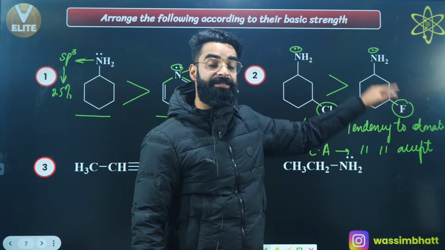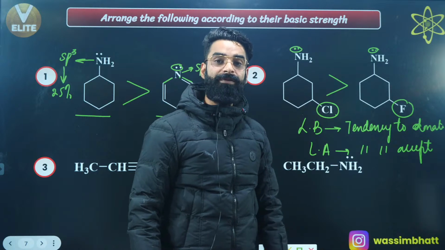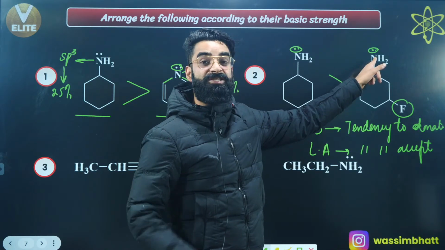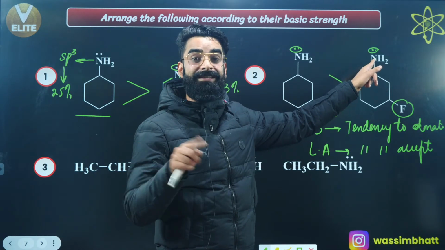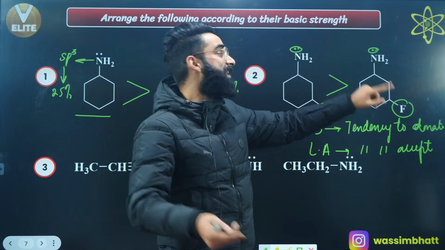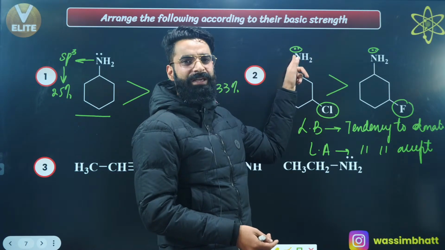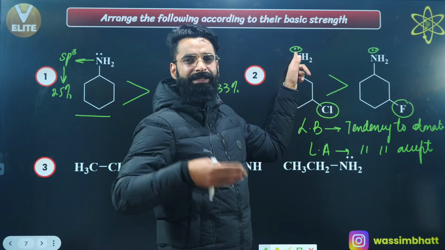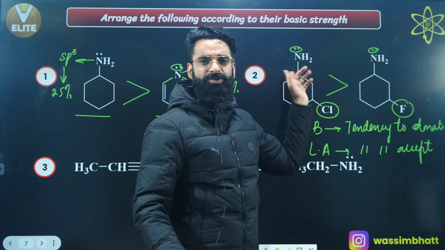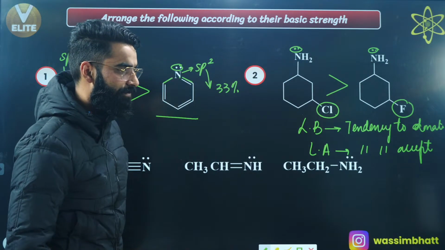It has more tendency to drag the sigma electrons towards itself, due to which this nitrogen is not going to donate its pair of electrons with the same ease as that nitrogen. So I'll say this nitrogen will be donating the lone pair easily as compared to this one. So the first one is going to be more basic than the second one, right?